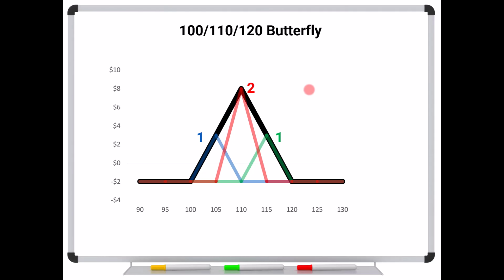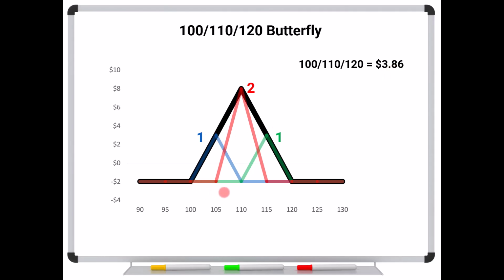If you run this in a pricing model, let's look at the original one in black, the 100, 110, 120 butterfly. Give it some parameters, days to expiration, volatility, whatever you want. The pricing model is going to kick out an answer. In this case, it was 386. But now let's break them apart.